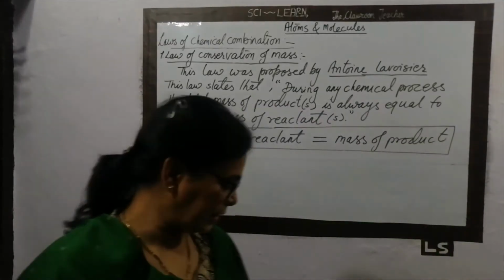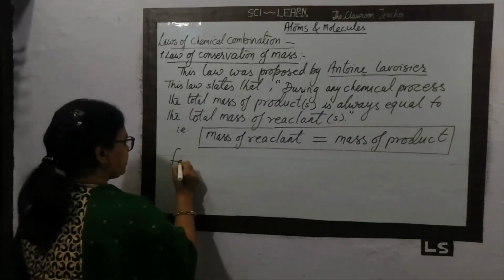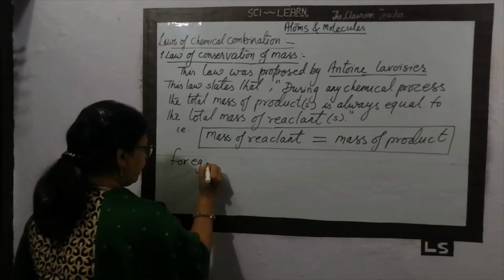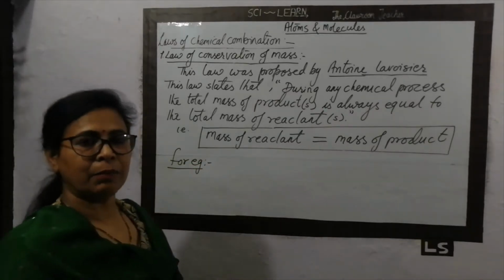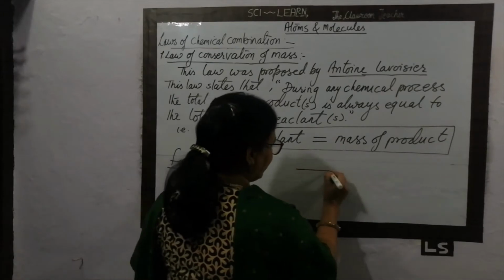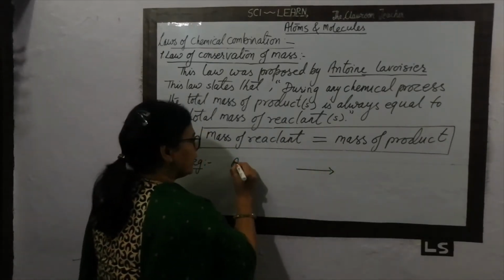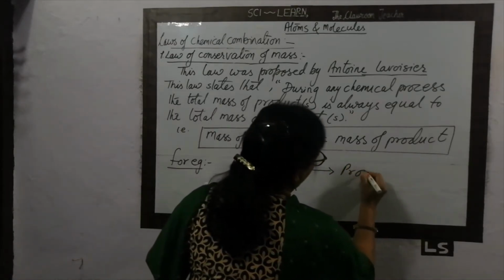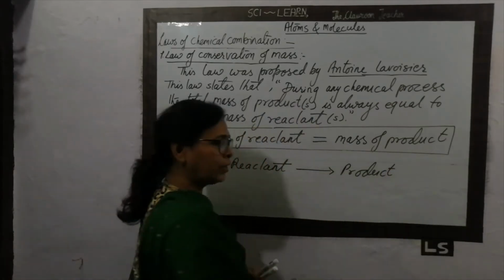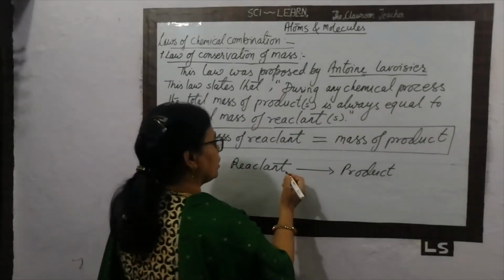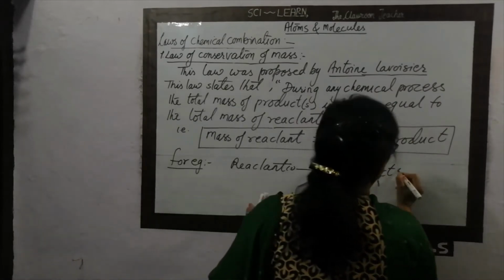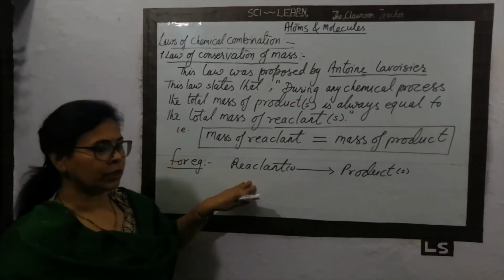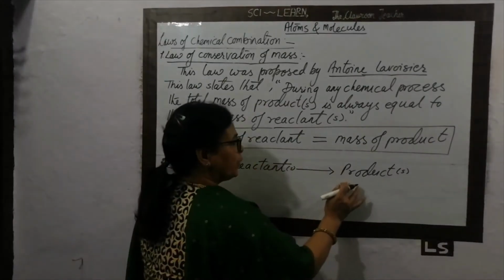Now let's move towards the example. For example, what is a chemical reaction? A chemical reaction consists of 2 parts. We put 1 arrow. What we write before the arrow is called the reactant, and what we write after the arrow is called the product. Reactants may be more than one, products may be more than one.